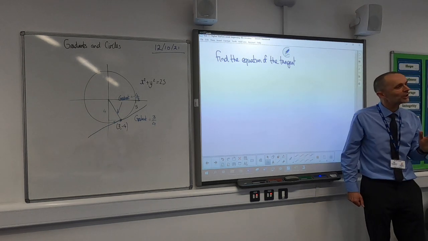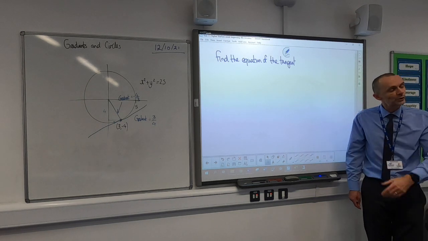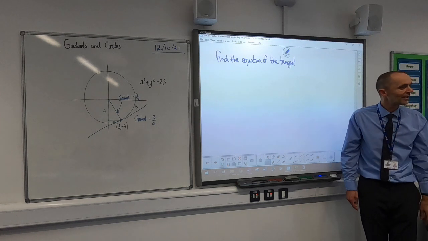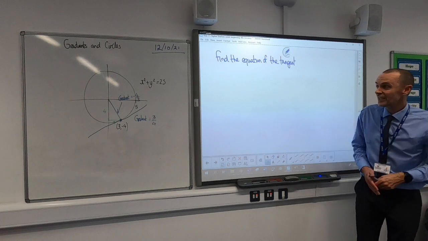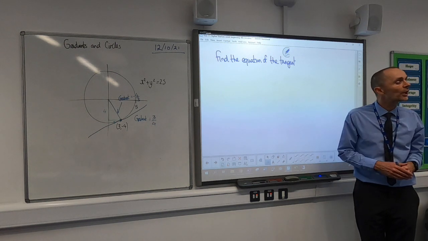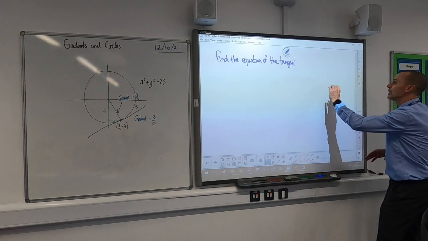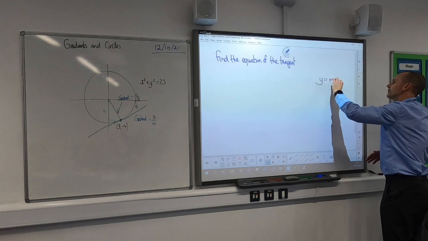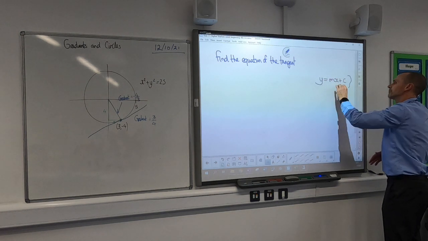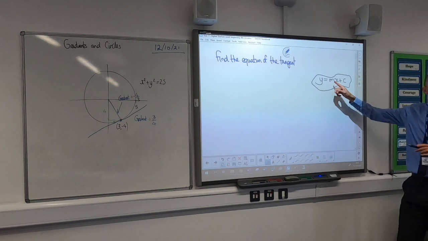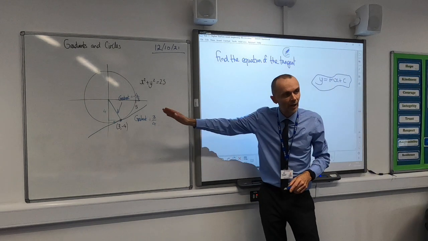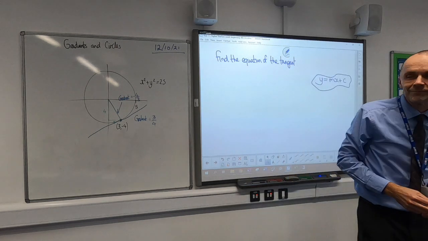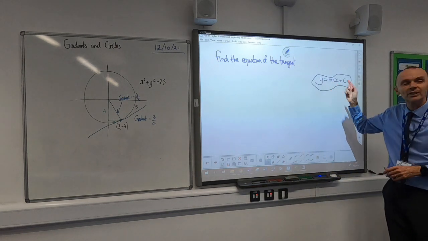Now, the first question I want to ask is, what sort of line is the tangent? Is it a straight line, or is it a curvy line? It is a straight line. We know the equation of straight lines can be written in this form, don't we? Where this is the gradient and this is where they cross the y-axis. Well, I've got a straight line here, so I'm going to try and write the equation in this form.